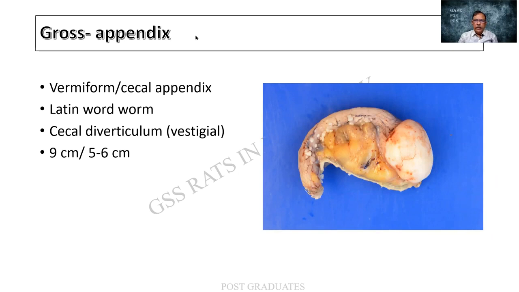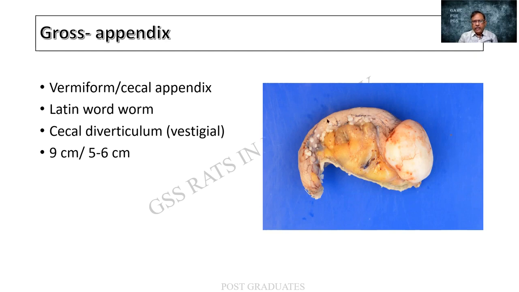We are continuing with the morphology of the appendix. It is called vermiform because it is worm-like, and it is generally an appendage, a vestigial remnant that is there during development. The normal length is about 5 to 6 centimeters, though it can be as long as 9 centimeters, and rarely it can go up to 20 centimeters, it is said.